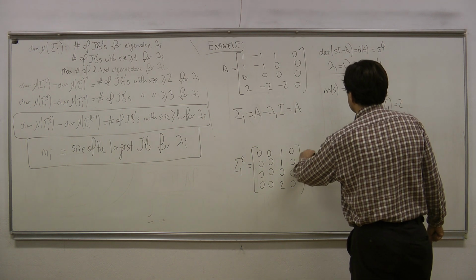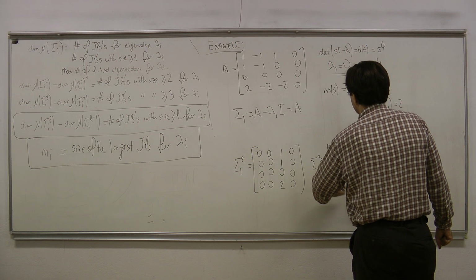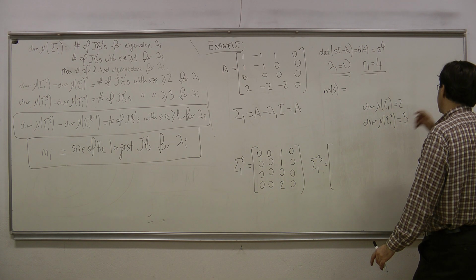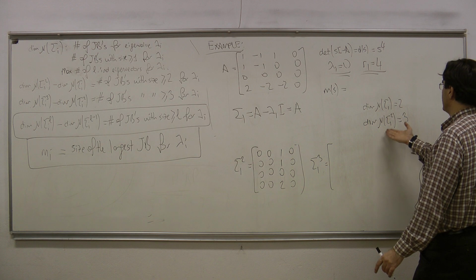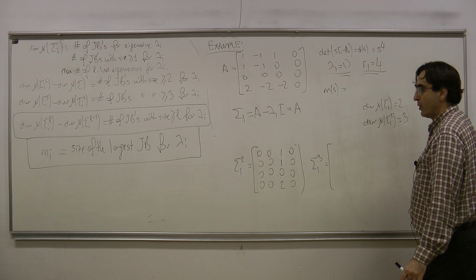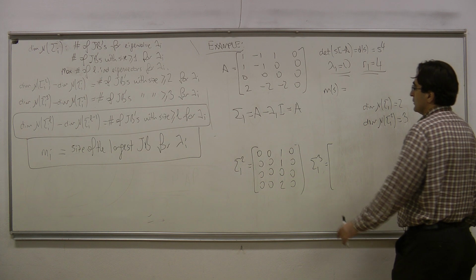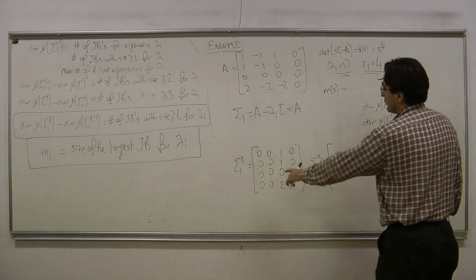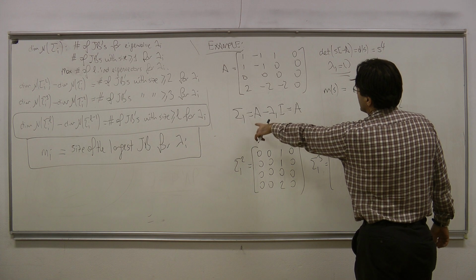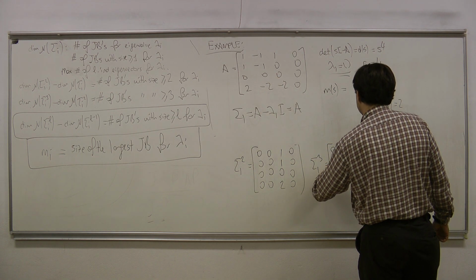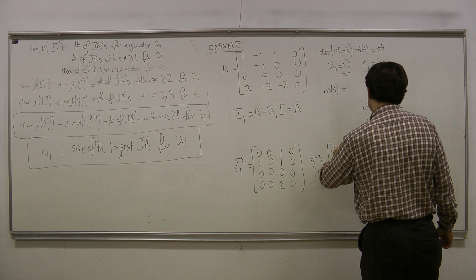Then let us calculate sigma 1 cube. There cannot be anything other than 4 for the dimension of the null space of sigma 1 cube. Now you know that from these results. But let us see here. Multiply this matrix with sigma 1 itself, which is A, and that is going to be 0, 4 by 4.